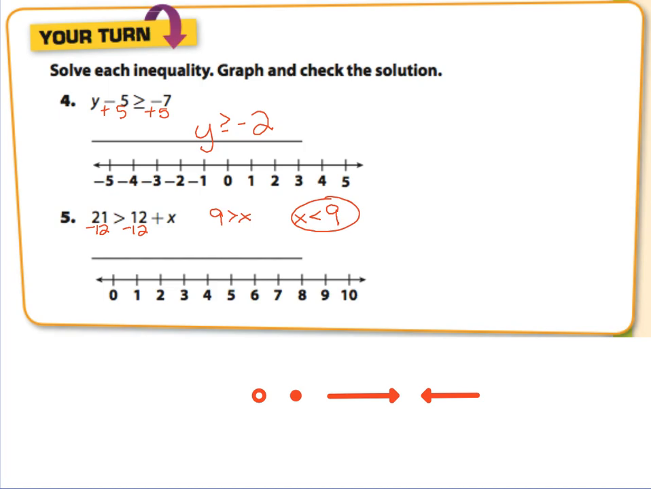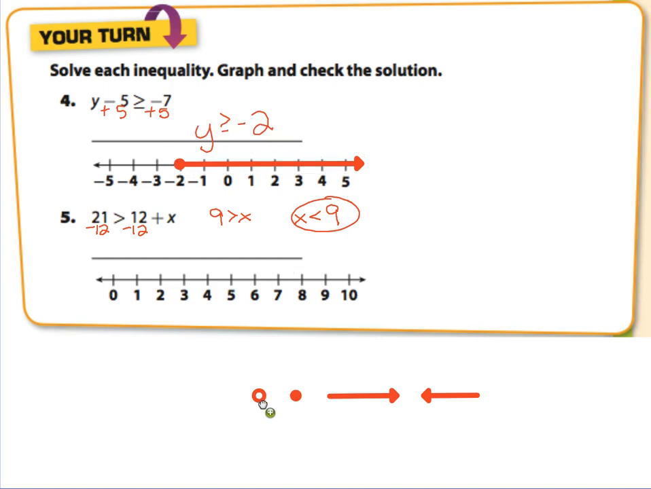All right, so to graph the first one, we need a closed dot because it can include the number, and the closed dot goes on -2. And in this case, y is greater than -2, so the arrow is going to point to the left. And I always make it go all the way through the line. It just makes it look neater. So it should look like this.